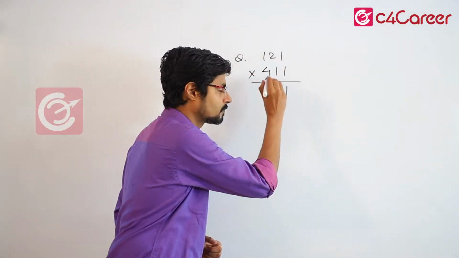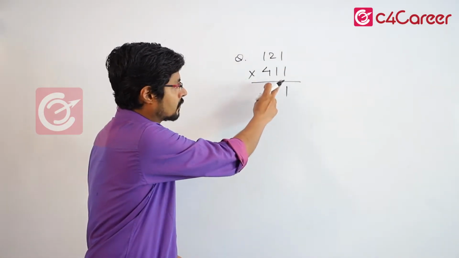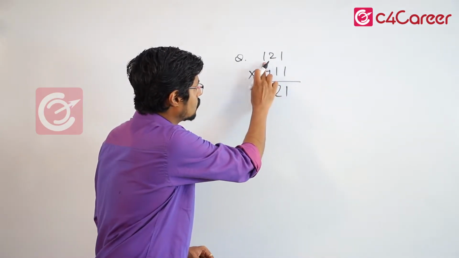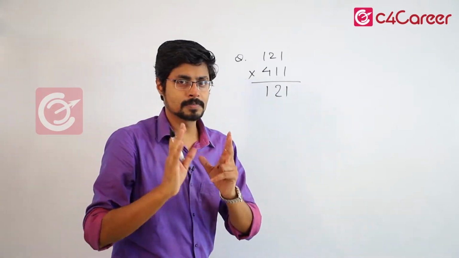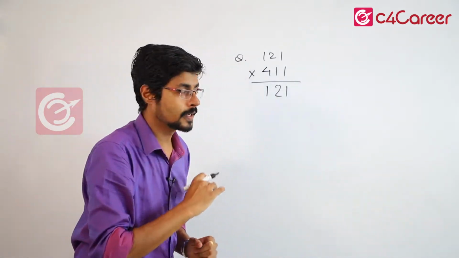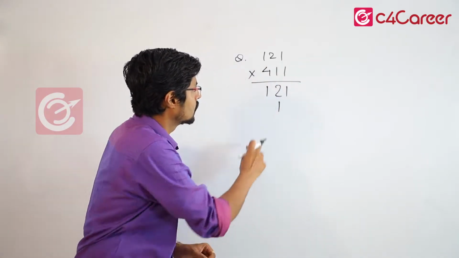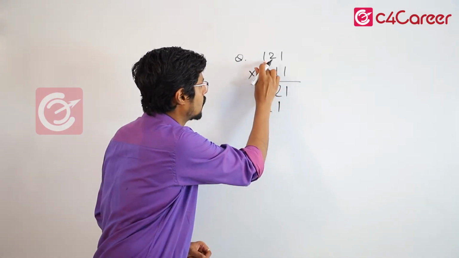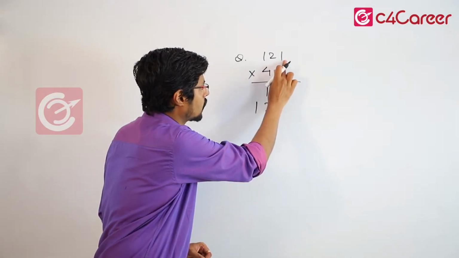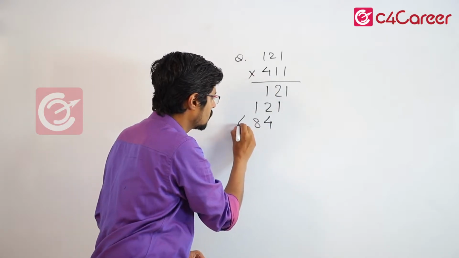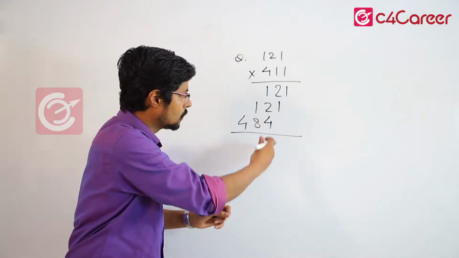1 into 1, we all know we'll get 1. Next, what we do normally, 1 into 2, that is 2. 1 into 1, that is 1. I know you know this method, but for my comparison, I am just doing it here. Let us complete this. For 1 into 1, 1. 1 into 2, 2. 1 into 1, 1. 4 into 1, 4. 4 into 2, 8. 4 into 1, 4. Now we got to add all these things.